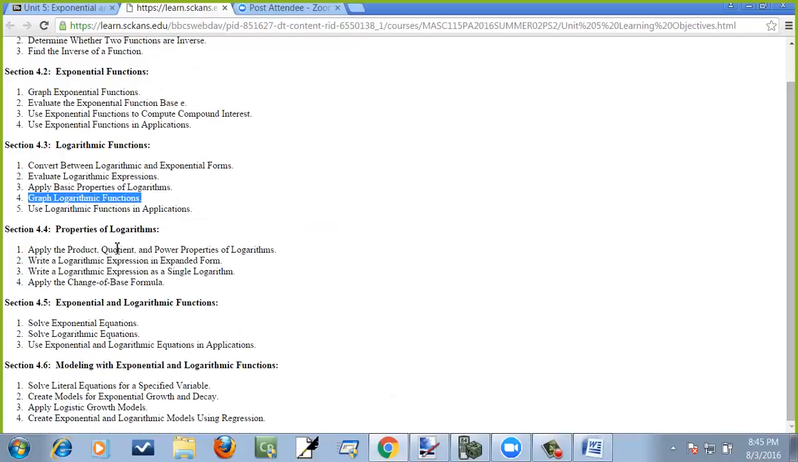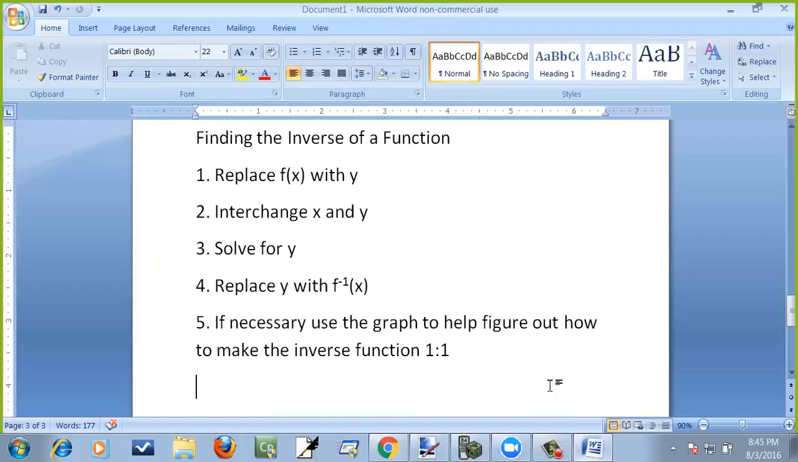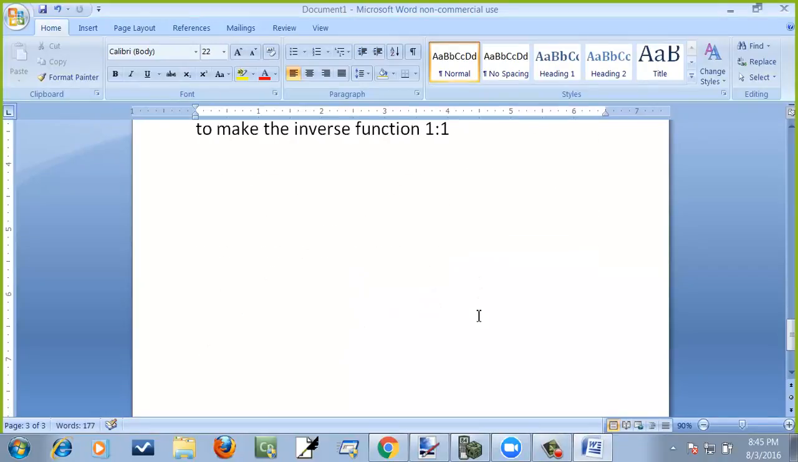Okay. I'm not going to show applications because I'm going to have minimal time to show all this anyway. Now this says apply the product, quotient, and power properties of logs, and that kind of goes hand in hand with the next two. And I've already showed the change of base here, so I won't show it again. Okay. So log properties.